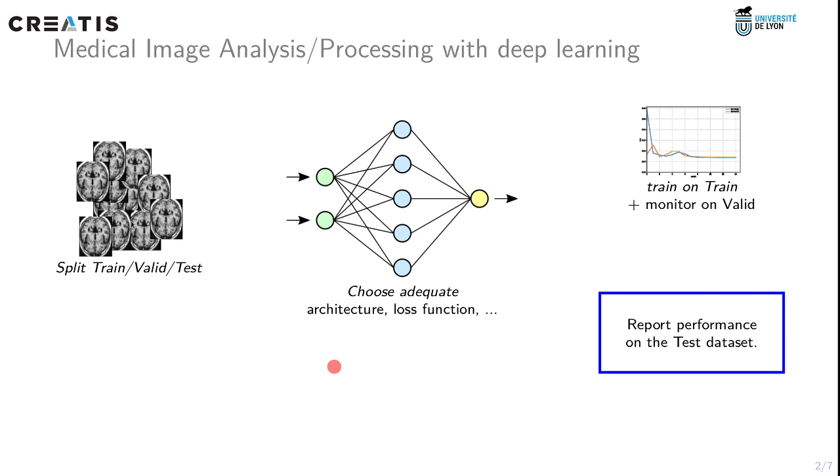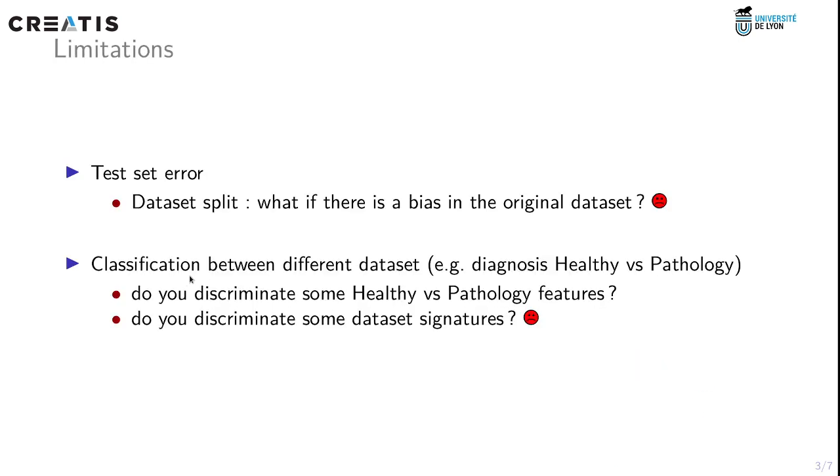Then you choose the architecture of your neural network, you choose your loss function, and then you train your network on the training dataset. You monitor your loss on the train and validation dataset, for example, to do early stopping in order to avoid overfitting. Then you can report the performance of your network as measured on the test dataset. Now, are we sure we are completely avoiding overfitting?